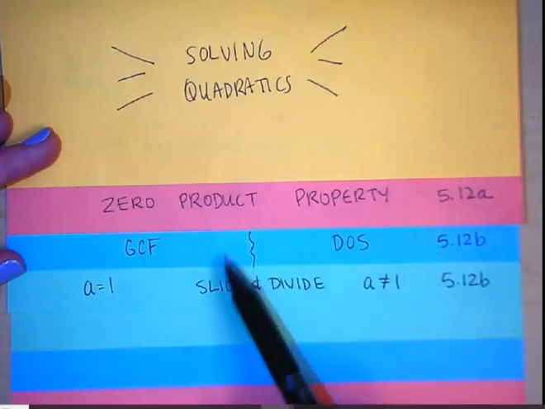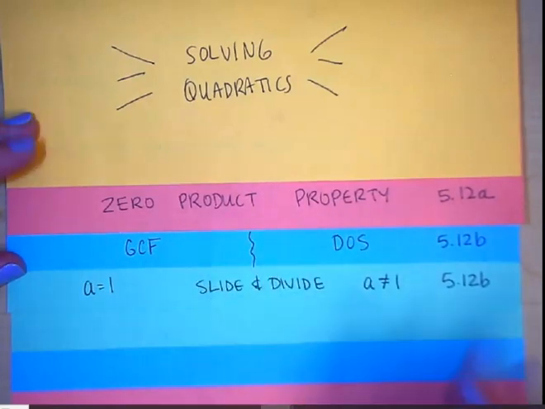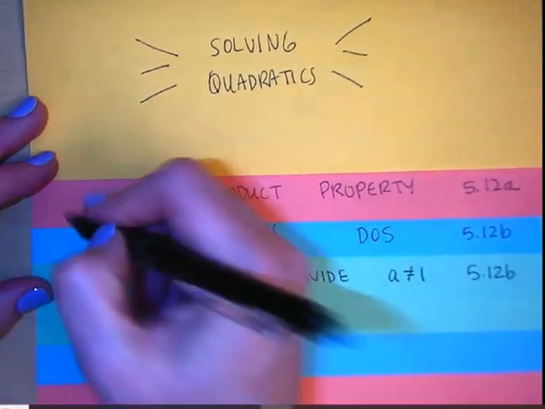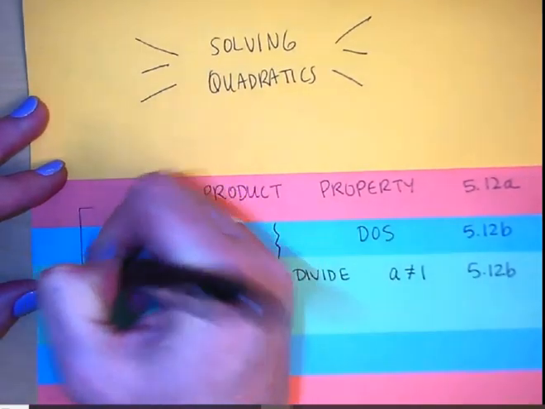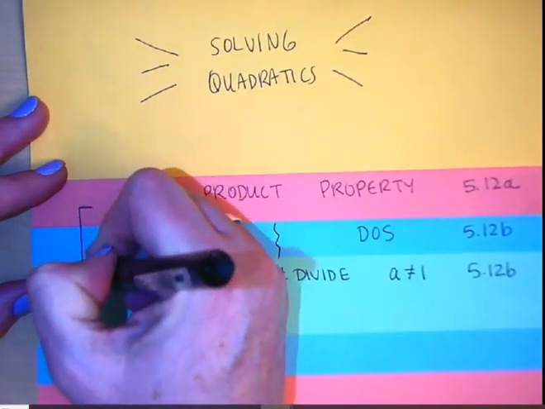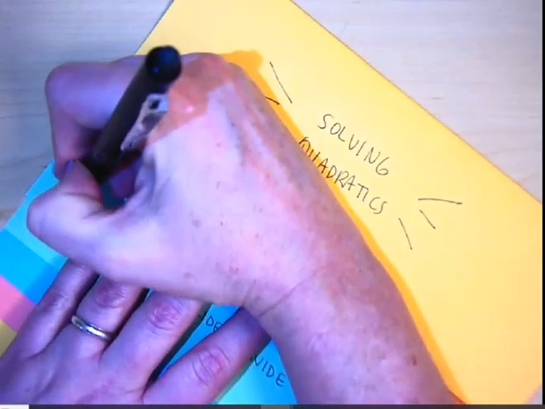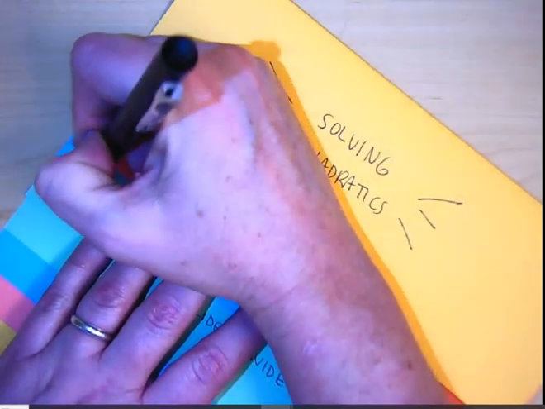And all three of these tabs are factoring. So what I like to do over all three of them is this bracket thing. And then on the side of it, I write factoring because the methods we're going to do after this are not factoring.